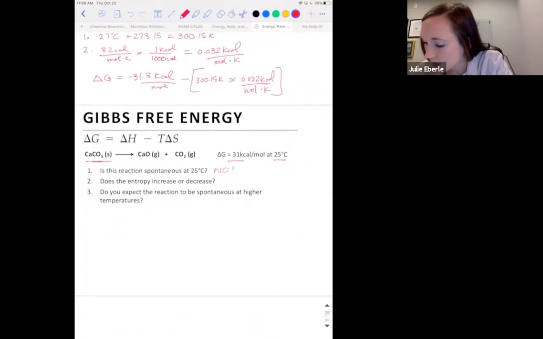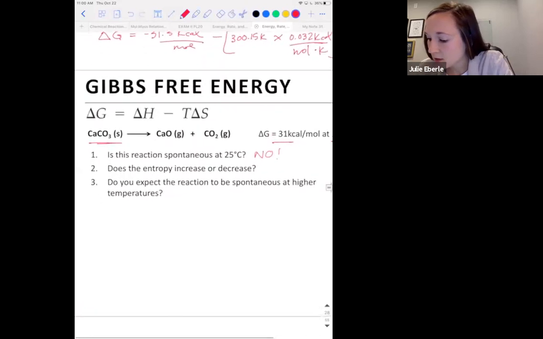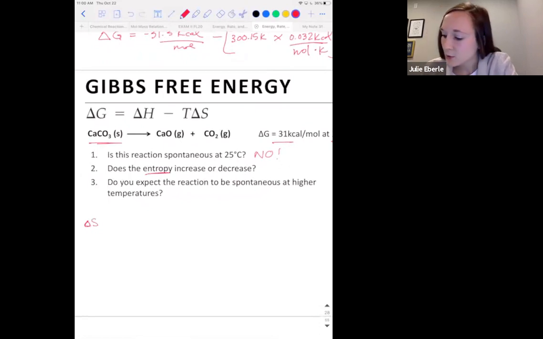No. The second question is, does entropy, remember what is entropy? Entropy is delta S. Is entropy increasing or decreasing? Is delta S positive or negative? Remember, entropy is another word for disorder. Jenna says it's increasing. Anybody think differently?